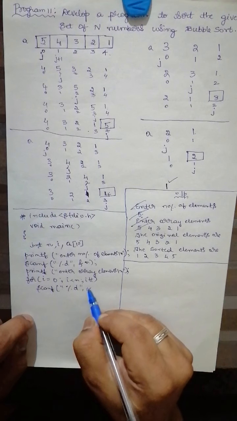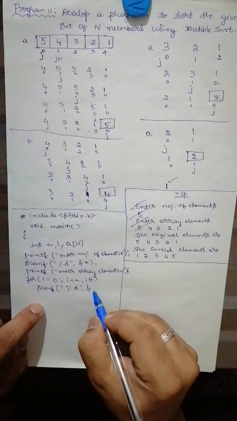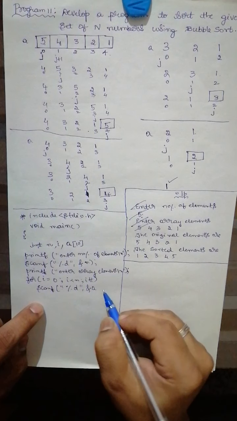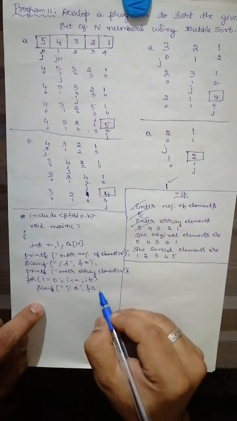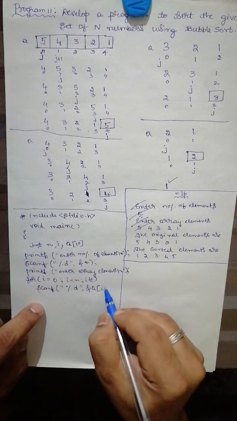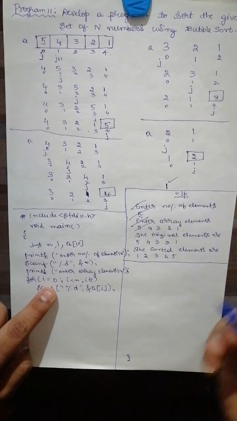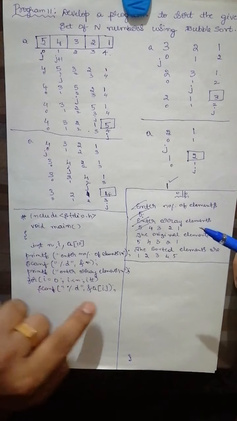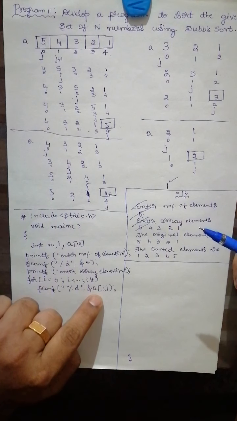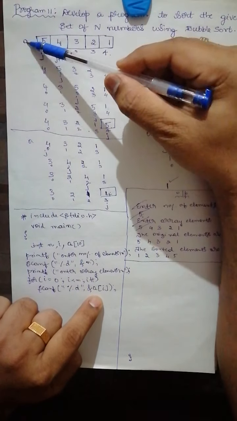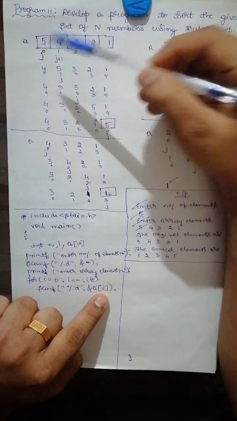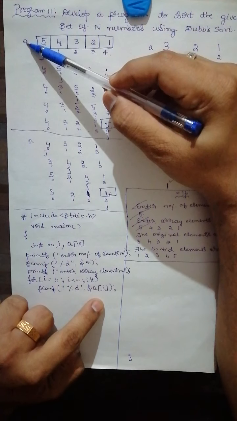So every time I must collect the elements into the array A at index value I. What is this? Notice now. I initially will be 0. The first element must be collected at A of 0. I value will be 0. I plus plus. Next value would be collected at A of 1.